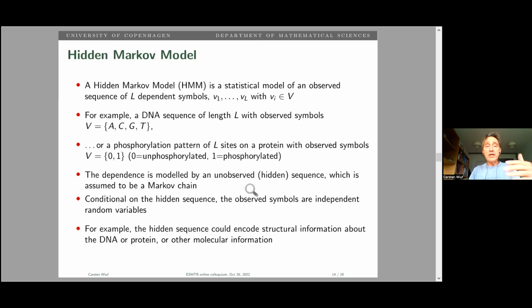And I mentioned that the symbols are potentially dependent. The dependence is modeled by an unobserved hidden sequence, which is assumed to be a Markov chain. And conditional on this hidden sequence, the observed symbols are independent random variables. So here one could think the hidden sequence, for example, could encode structural information about the DNA or the protein, or some other relevant molecular information.